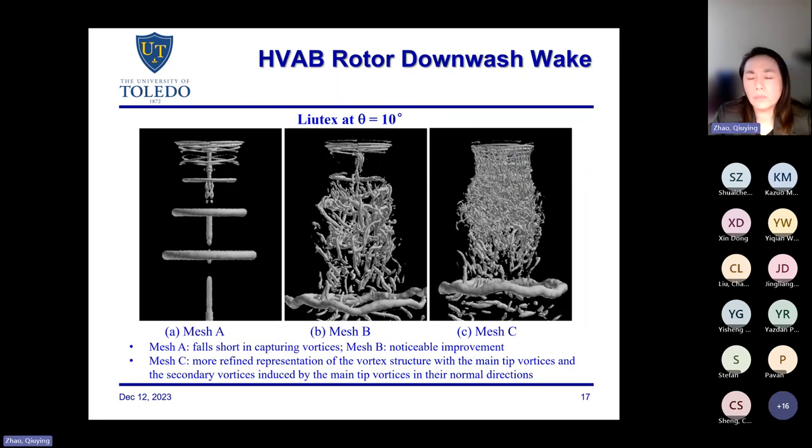So here is the downwash prediction among three different meshes, presented by the Liutex method. I believe the Liutex value is 0.1. So we compare all three meshes at 10 degree pitch angle. We can clearly see mesh A just failed in predicting the details of the vortices. On mesh B, we see noticeable improvement. And if you look at mesh C, we see a more refined representation of the vortex structures, along with the main vortices as well as the secondary vortices, as you can see the dissipation along the downward direction.